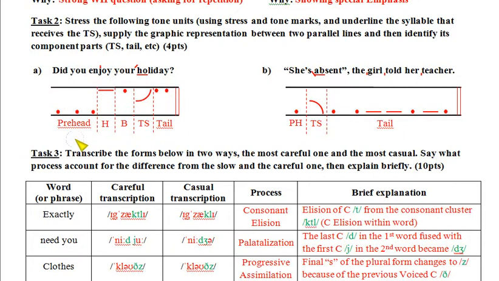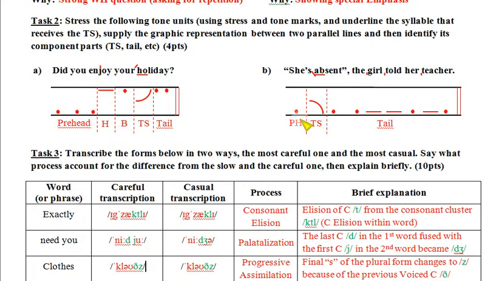Do we have unstressed syllables? Yes, so they are called the prehead. Do we have a stressed syllable at the very beginning after the prehead? Yes, so the first stressed syllable is called the head. Do we have components between the head and the tonic syllable? Yes, so it is called the body.